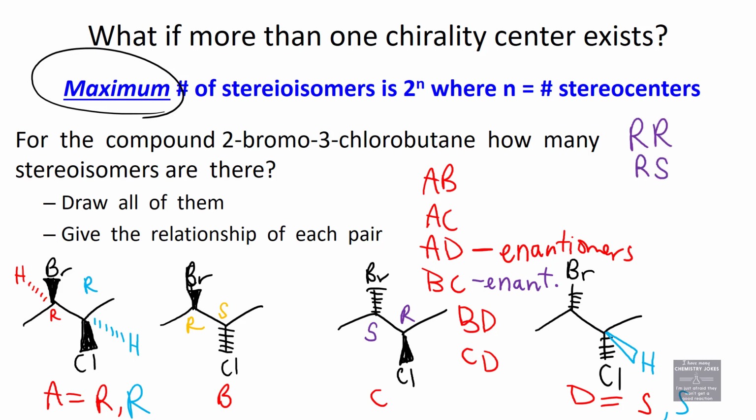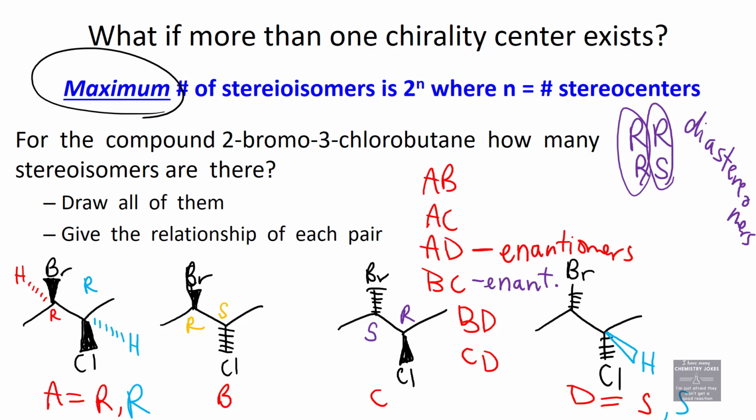Those are not enantiomers. Enantiomers have to be the opposite at all asymmetric carbons. If you're the same at some, like this, and opposite at others, like this, that pattern is called diastereomers. Diastereomers are compounds that are non-superimposable images as well, but they're not mirror images. They're stereoisomers that are not mirror images.